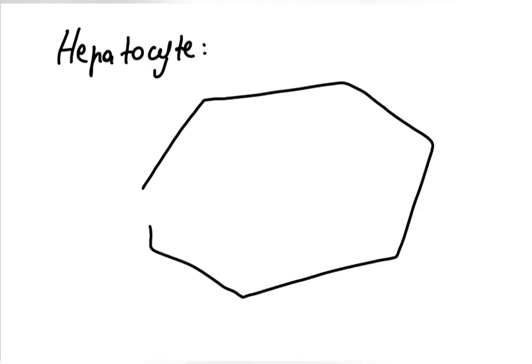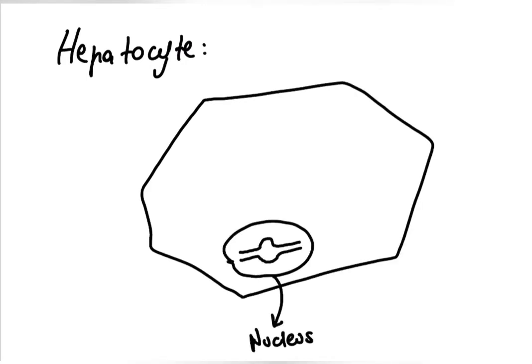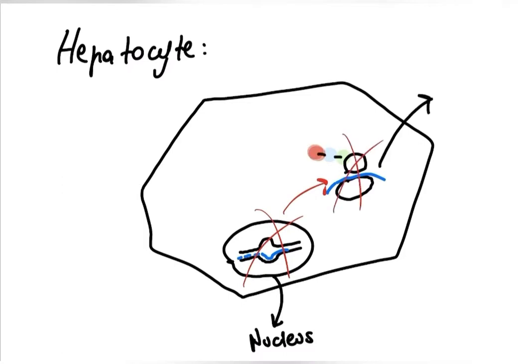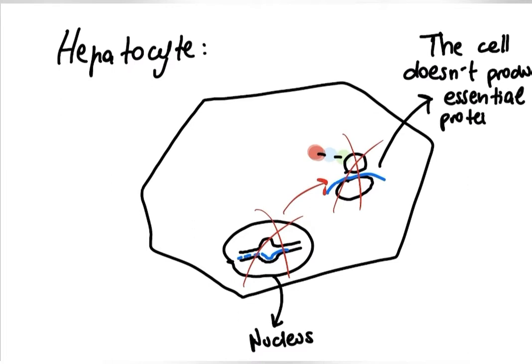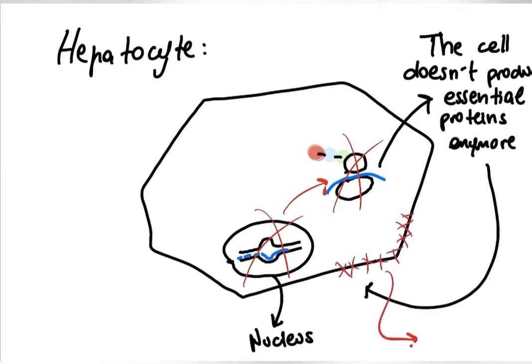So, here is a short recap of what happens in the hepatocytes. Firstly, since RNA polymerase II is inhibited, the cells no longer synthesize mRNA, meaning the ribosomes are also no longer translating mRNA molecules into amino acid chains. This consequently leads to the inhibition of protein synthesis. The cells no longer produce essential proteins, causing the cells to undergo lysis.